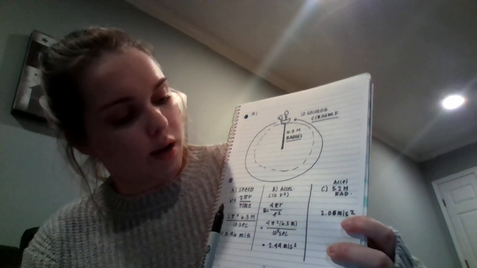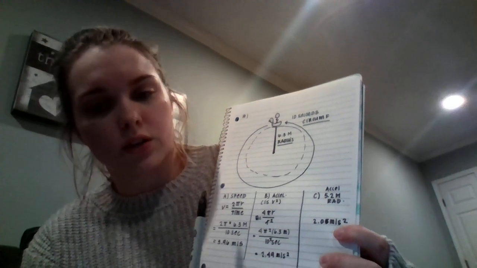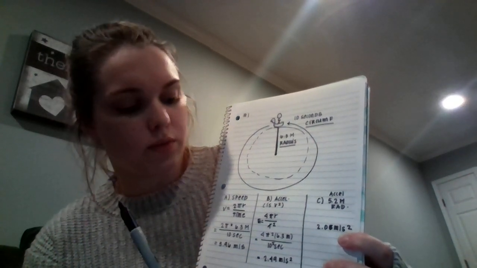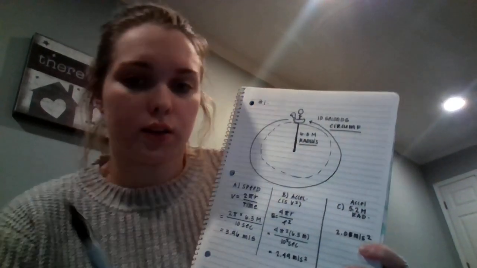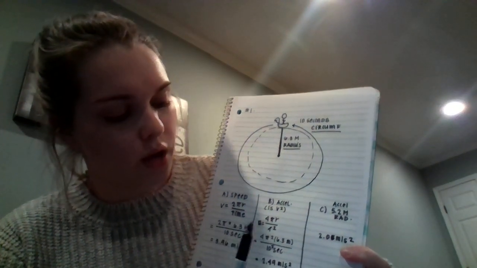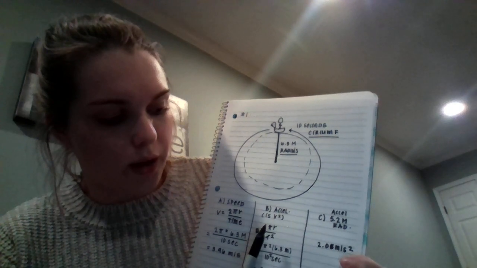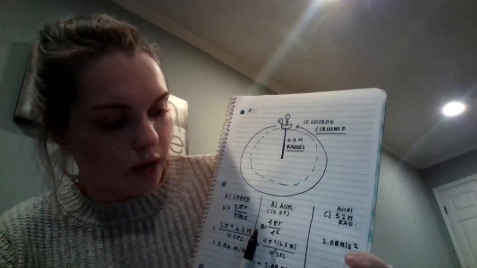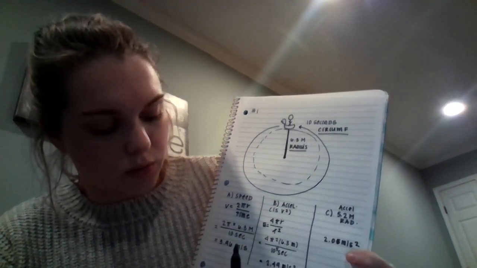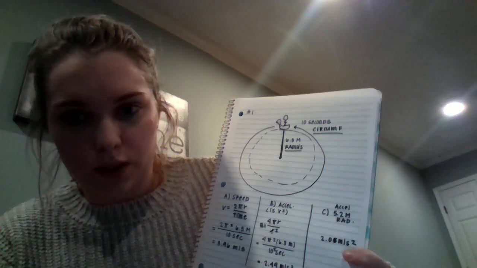For B, acceleration, all you're going to do is square the velocity. So the acceleration is the velocity squared. All I did was basically square the values in this formula. So 4 pi squared r over time squared, which was equal to 2.49 meters per second squared.